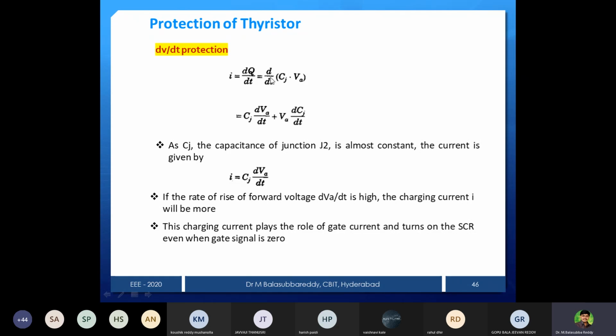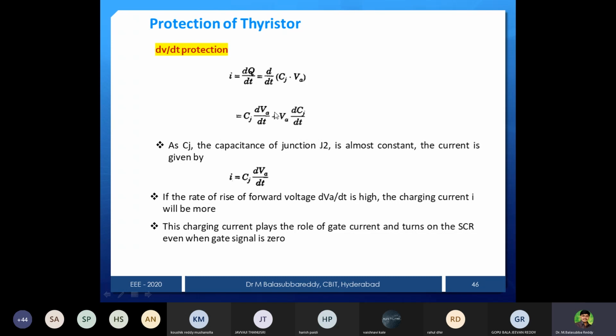Now if you differentiate, what will happen? I equals C into dV by dt plus V into dC by dt. The junction J2 capacitance is a fixed one, so the current we can write as Cj dV by dt. Because this junction capacitance is fixed, differentiation of the constant gives 0, so the only remaining portion is Cj into dV by dt.